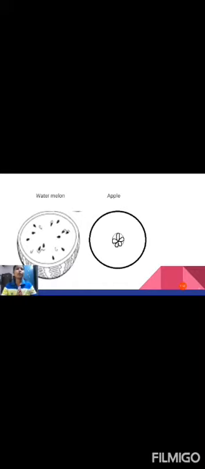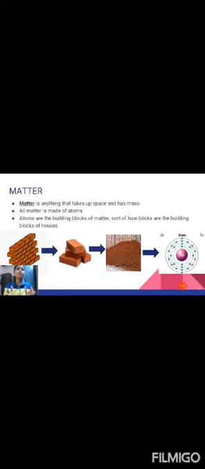Before going into the topic, we are going to trigger your memory and recall the previous concepts. Everything on the earth is made up of particles or matter. Matter is anything that takes up space and has mass also. All matter is made up of atoms. Atoms are the building blocks of matter.